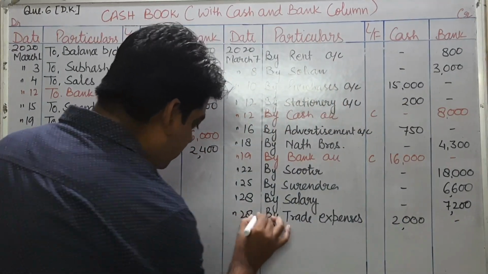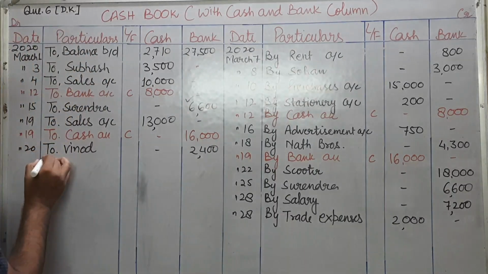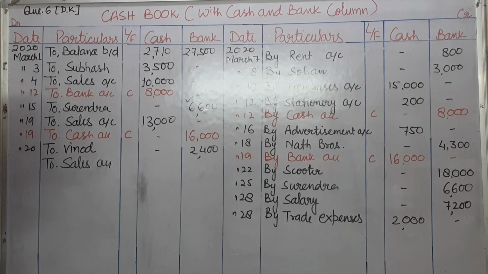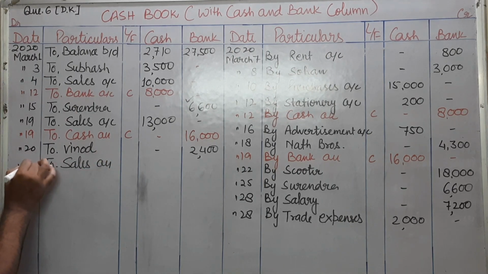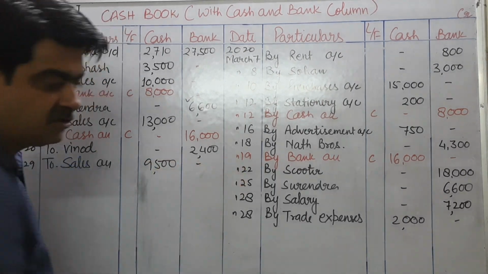Date was same, 28. Now next is cash sales, cash account debit to sales. So to sales account, date is March 29, and we are receiving 9,500 cash. So amount will come in cash column.